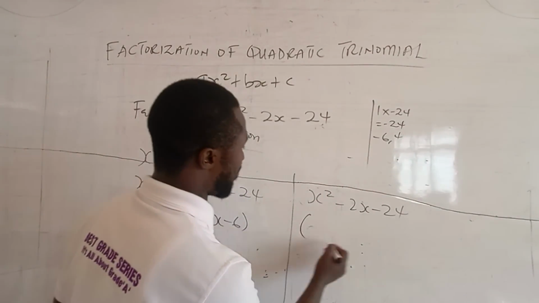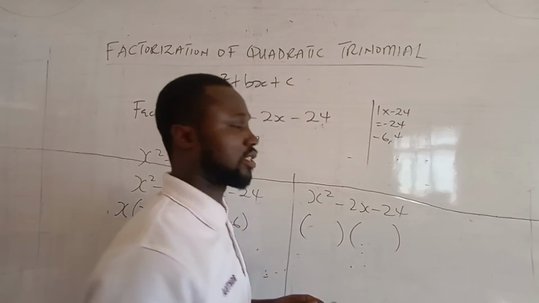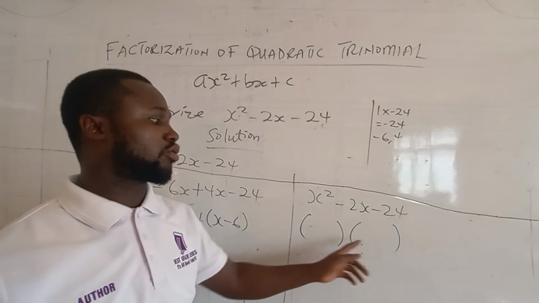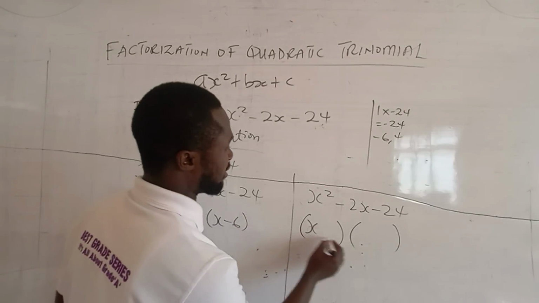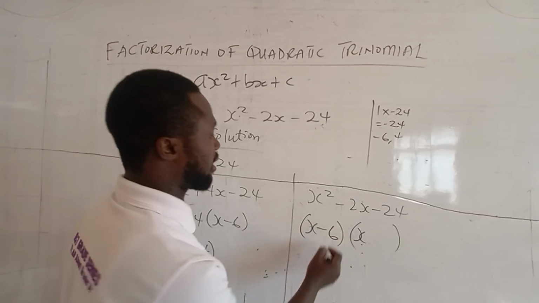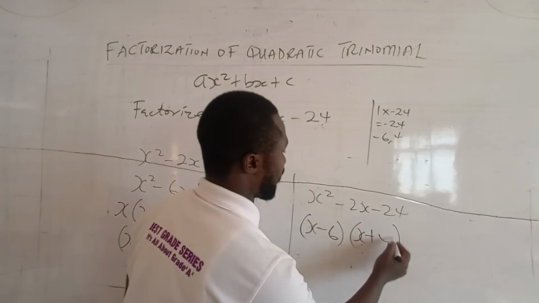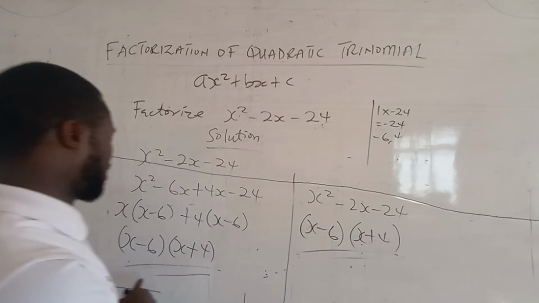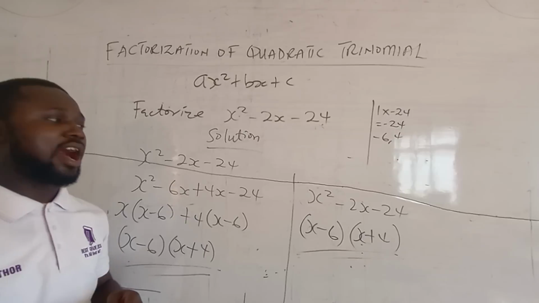It means that you open your two brackets to get your what? Your two factors. So I write here my x, I also put here x. So my answer will be x minus 6 and then x plus 4. And realize that it is the same answer I have here.